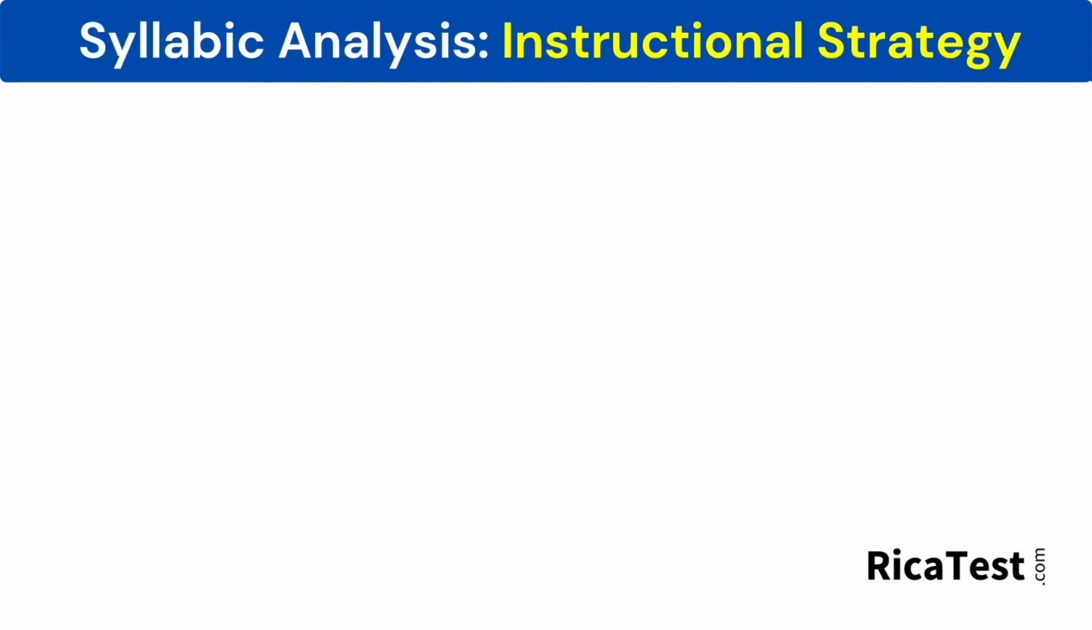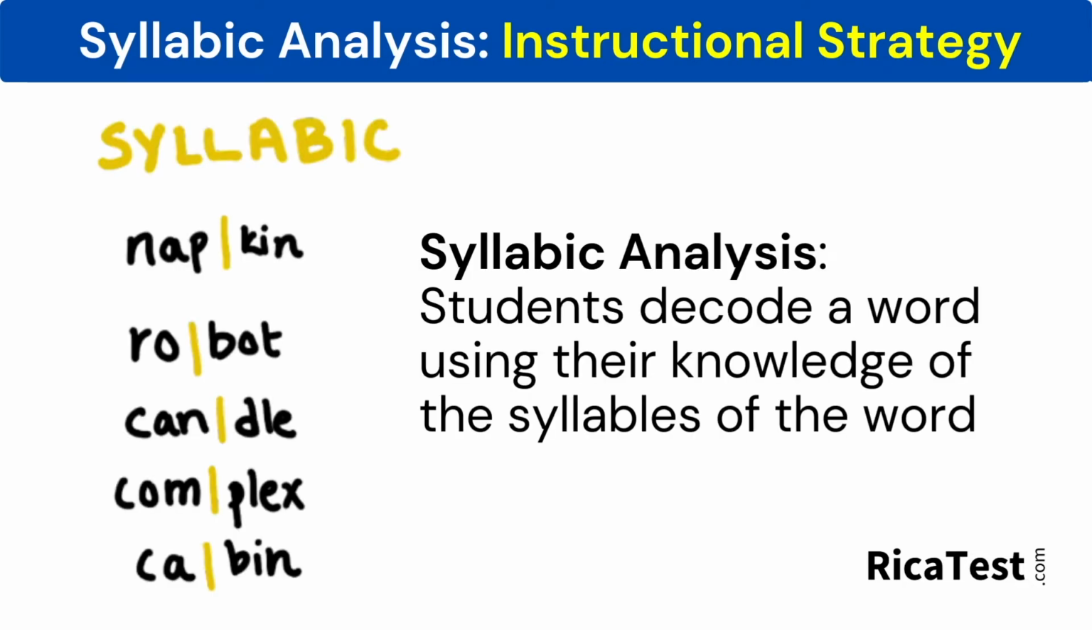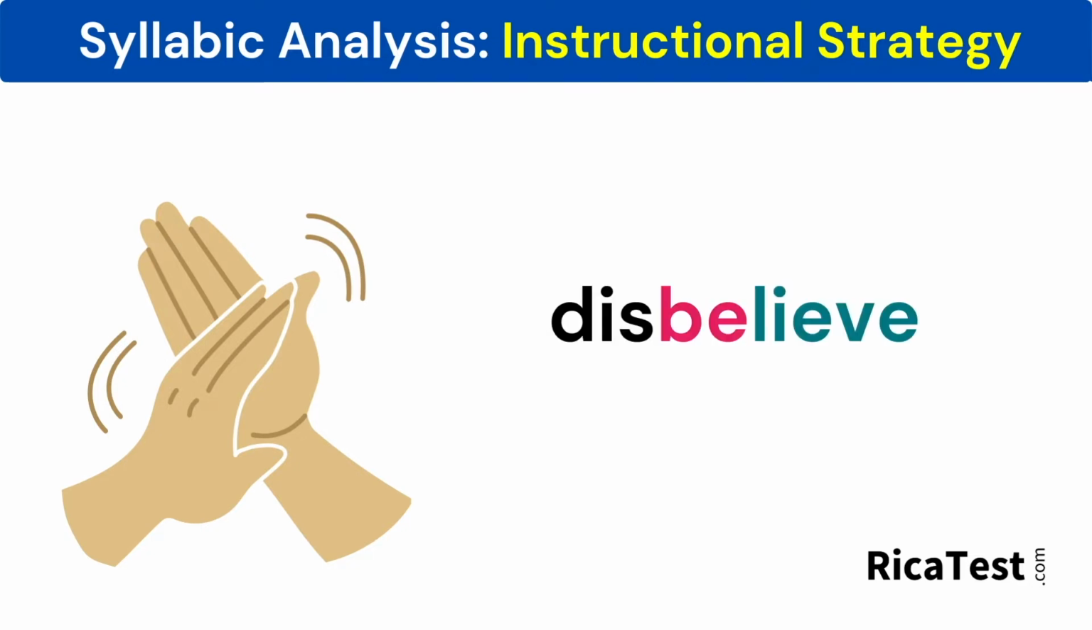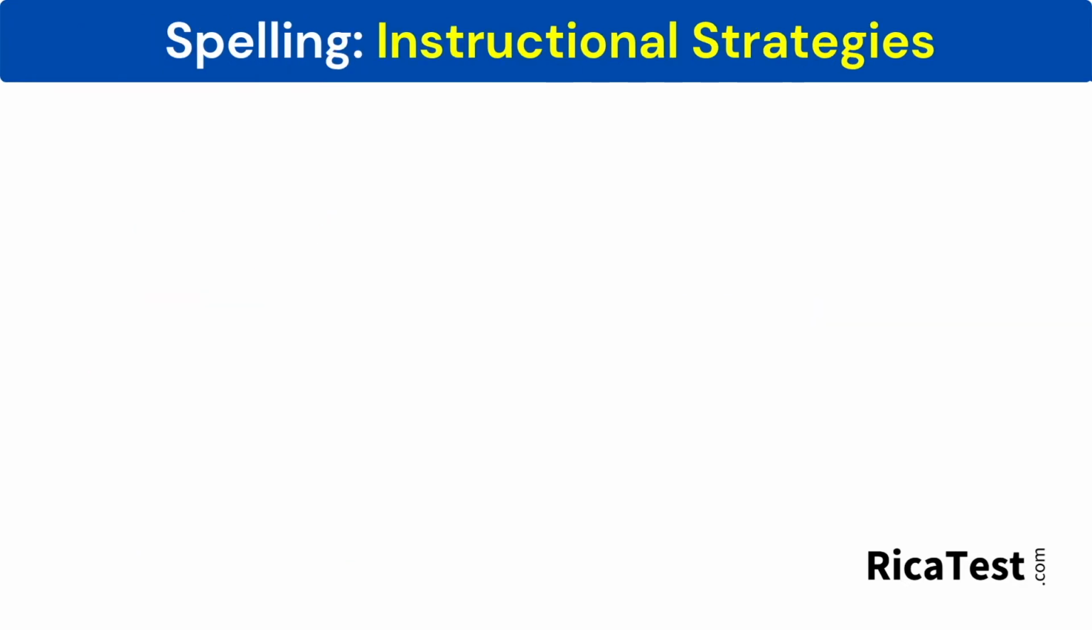Now let's move on to teaching syllabic analysis. Remember that syllabic analysis is when students decode a word using their knowledge of the syllables of the word. The traditional model for identifying the number of syllables in a word is to teach the children to clap out the syllables. For example, napkin has two syllables, or another one, disbelieve, has three syllables.